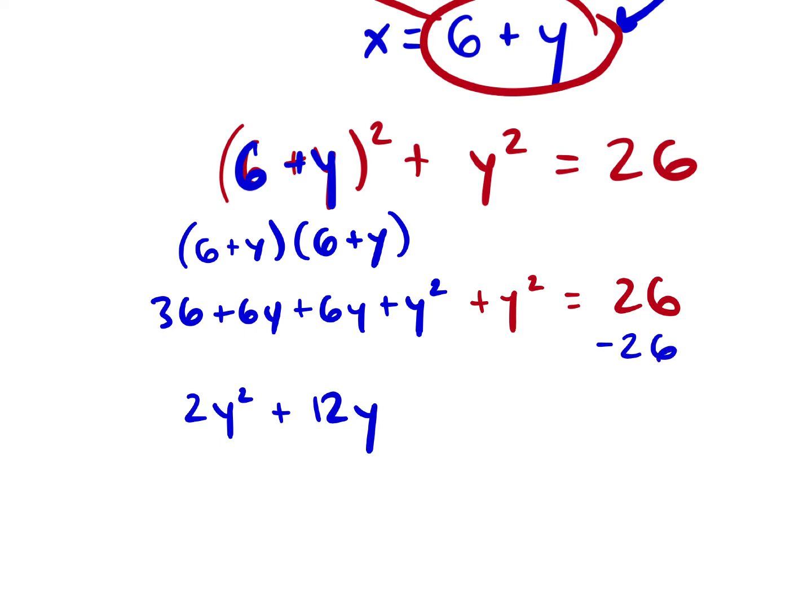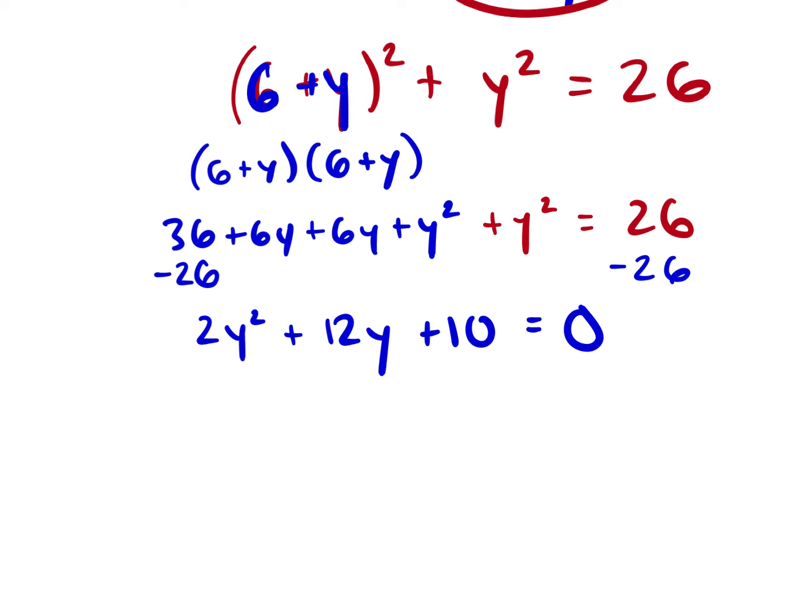And then I'm going to move the 26 over also. So that would be plus 10 is equal to 0. I kind of did a couple steps in one there. I put it in standard form to make it easier for us to factor. I combined my like terms and I made it equal to 0.